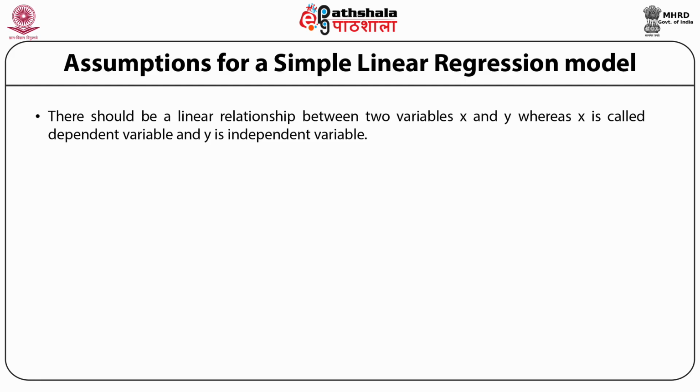This relationship can be described by a linear equation which we have already discussed above, that is y is equal to b naught plus b1x plus epsilon, where epsilon is again representing the random error, where epsilon represents the difference between the expected value and the actual value of a response variable y for a given value of explanatory variable.